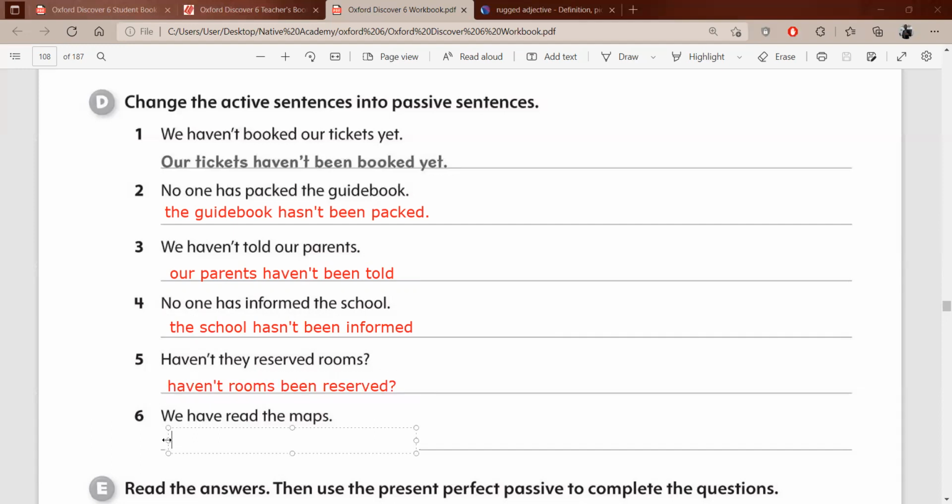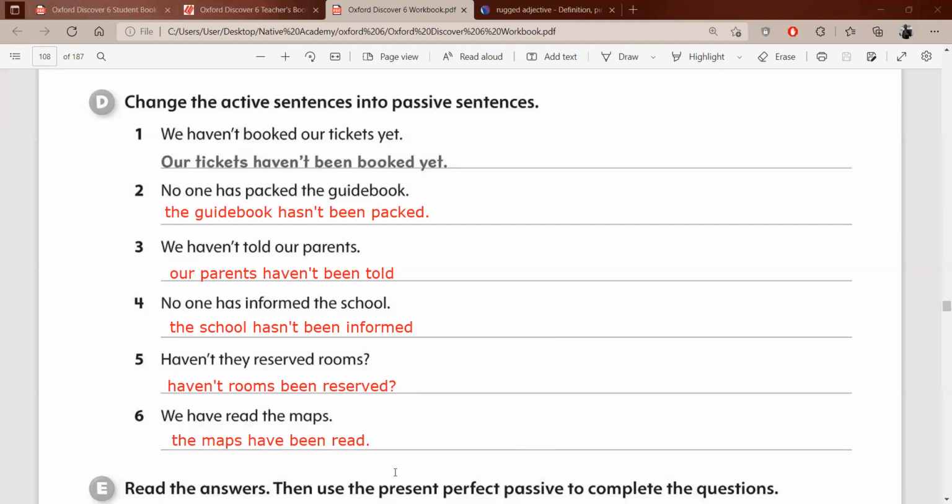The maps have been read by them. Maps have been read. Okay, that's it. The maps have been read. Thank you so much.